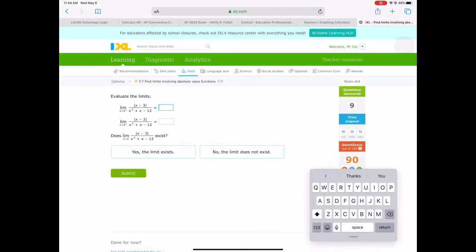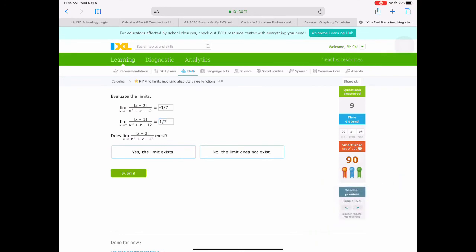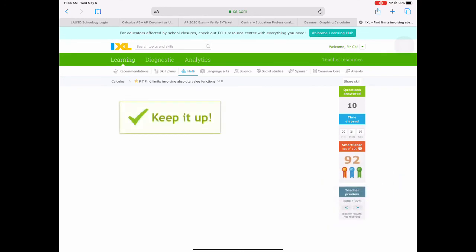Let's go ahead and write that into Excel to check our answer. So does the limit exist, since the left and right side do not agree? No, the limit does not exist.